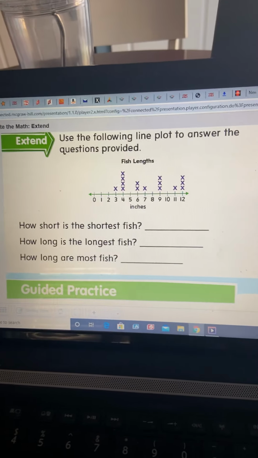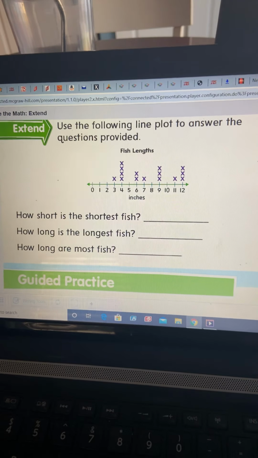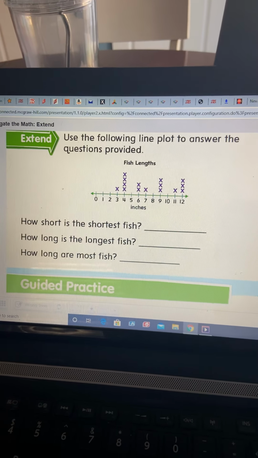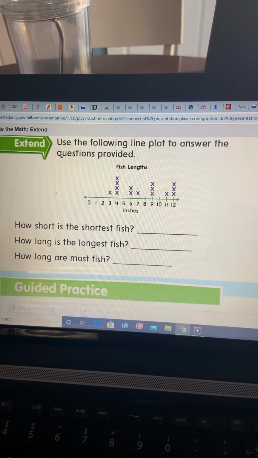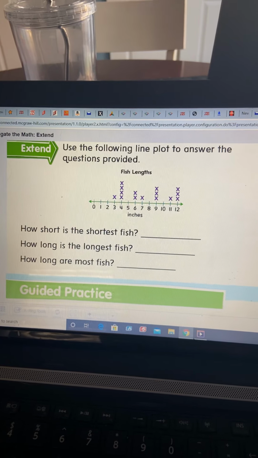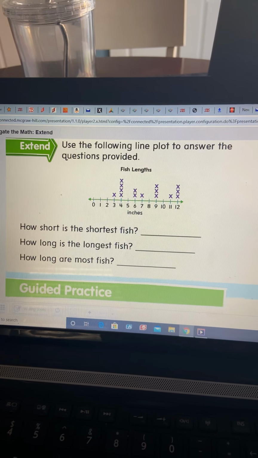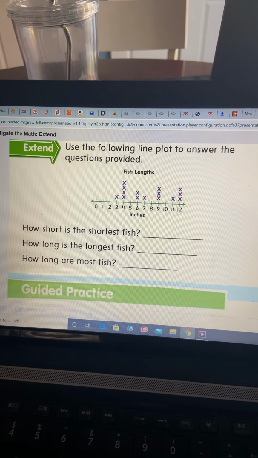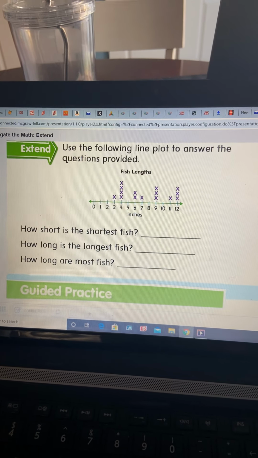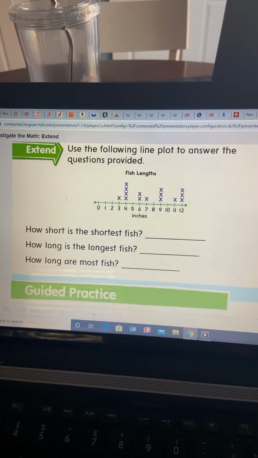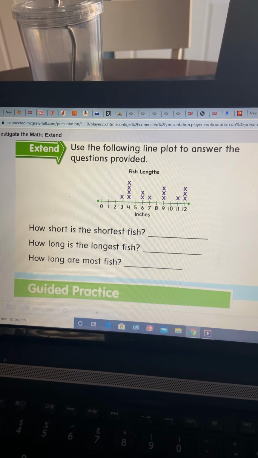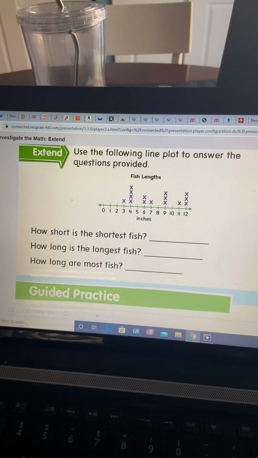Let's say you went fishing, and when my brothers were younger, they used to go fishing all the time. And they would always catch sunnies. It's just a small fish that can be found in lakes around where we lived. So let's say they caught 1, 2, 3, 4, 5, 6, 7, 8, 9, 10, 11, 12, 13, 14, 15 sunnies. And every sunny that they caught, they measured. And let's just pretend for a moment that every fish they caught, they recorded it on their line plot.